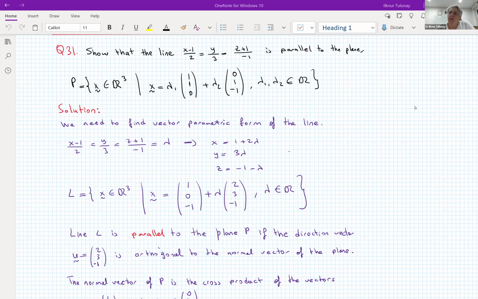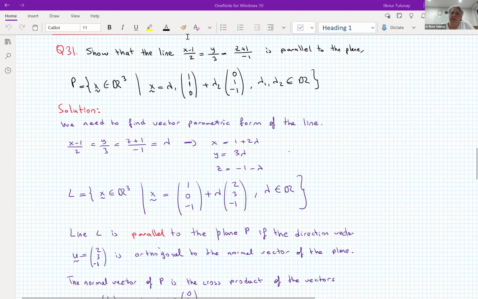Hello, everybody. I'm going to go through the solution of question 31, algebra section of the course Maths 1151 at UNSW. In this question, we have a line, and we would like to prove that it is parallel to the plane. So we are in three-dimensional space.